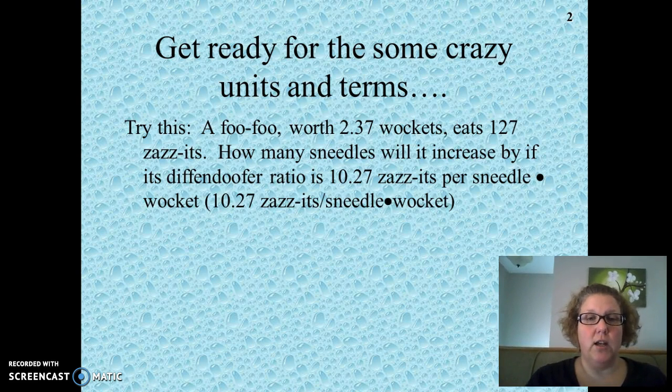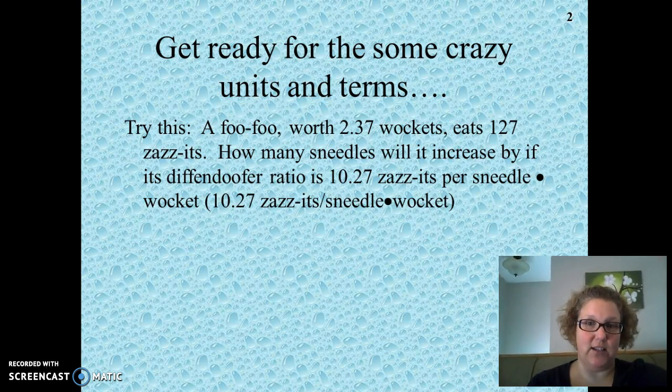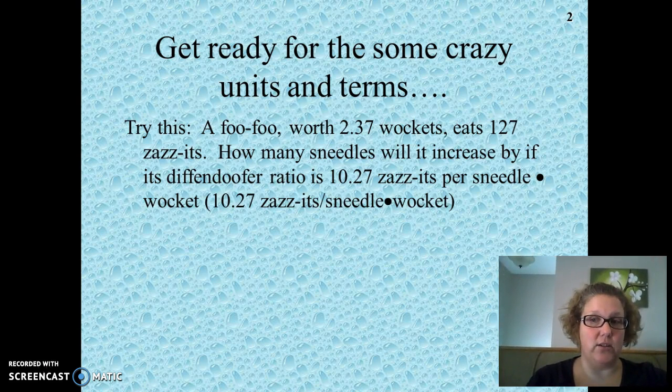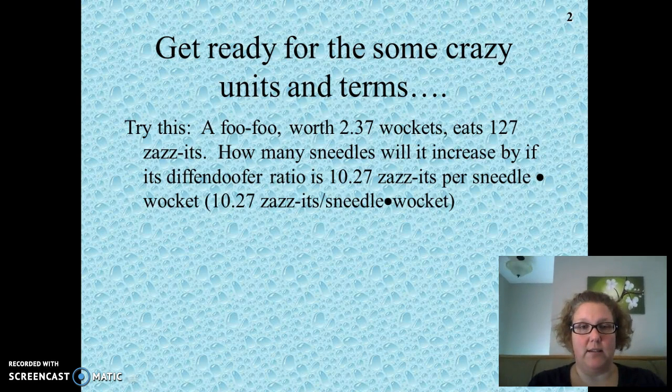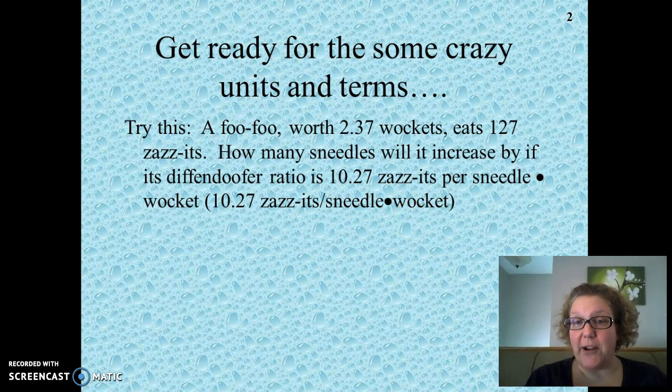So a fufu worth 2.37 wockets eats 127 zazits. How many sneedles will it increase by if its Diffendufer ratio is 10.27 zazits per sneedle per wocket? So that's 10.27 zazits on top, divided by sneedles times wockets, in your denominator. It's on bottom, whatever that word is.